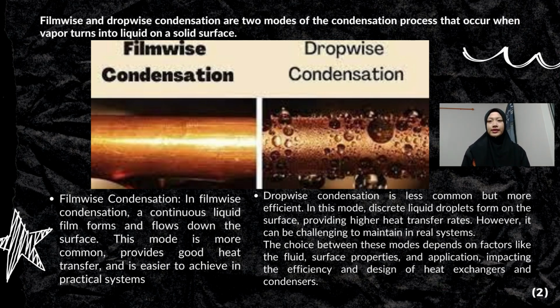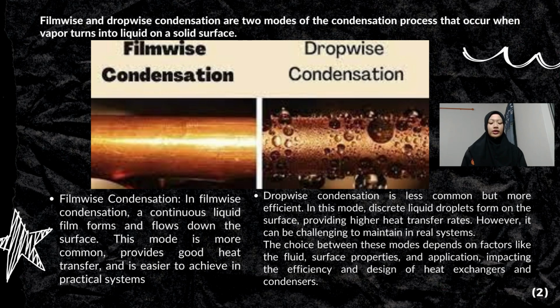In film-wise condensation, a continuous liquid film forms and flows down the surface. This mode is more common, provides good heat transfer, and is easier to achieve in practical systems. And dropwise condensation is less common but more efficient. In this mode, discrete liquid droplets form on the surface, providing higher heat transfer rates. However, it can be challenging to maintain in real systems.